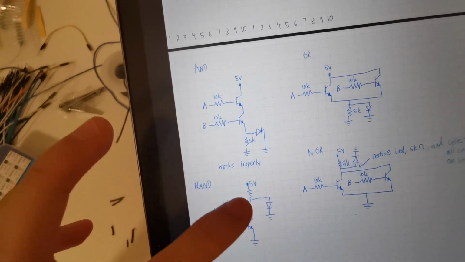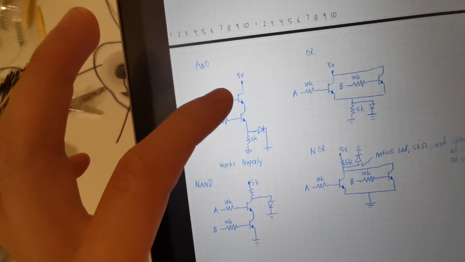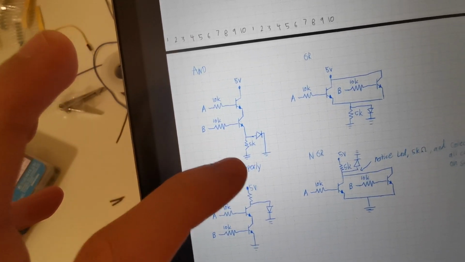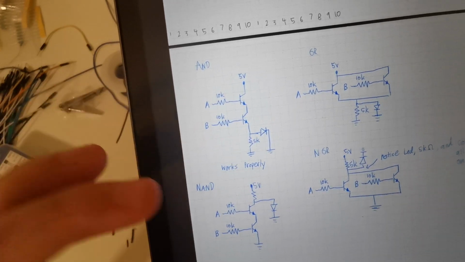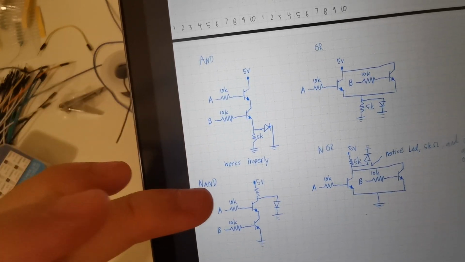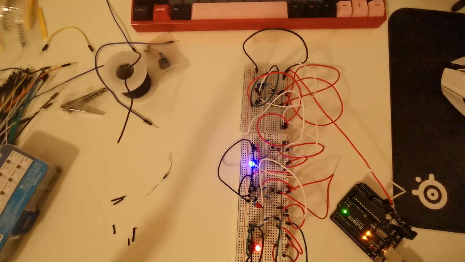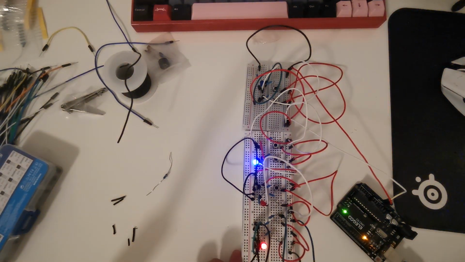Because what I realized is if you just flip the direction, like change the location of the parallel resistor and diode, you will just get the opposite of the AND gate, which is the NAND gate. Same with the OR and NOR gate. So that's what I did, and I've made these here.